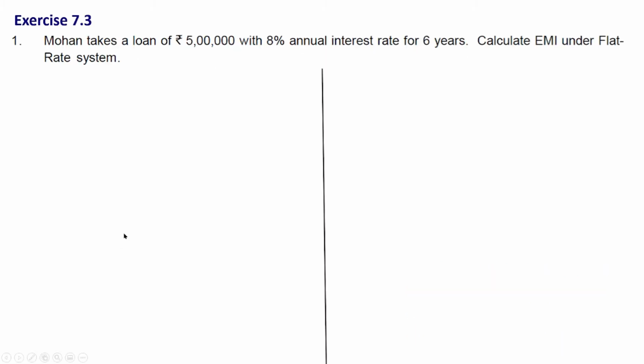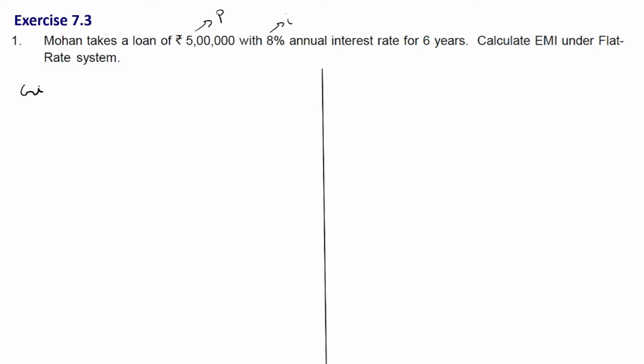Now moving on to the questions from exercise 7.3. The first question: Mohan takes a loan of rupees 5 lakhs with 8% annual interest rate for 6 years. Calculate EMI under flat rate system. So here Mohan takes a loan of rupees 5 lakhs, this is the principal, with annual interest rate, this is small i, for 6 years. So we need to find the EMI under flat rate system.